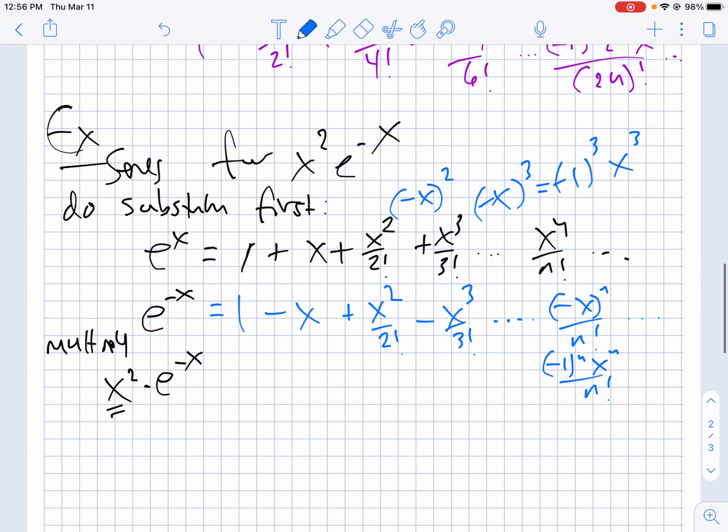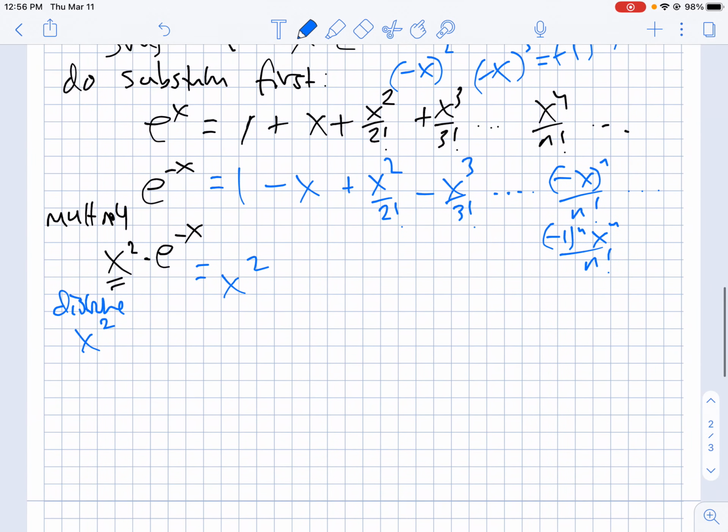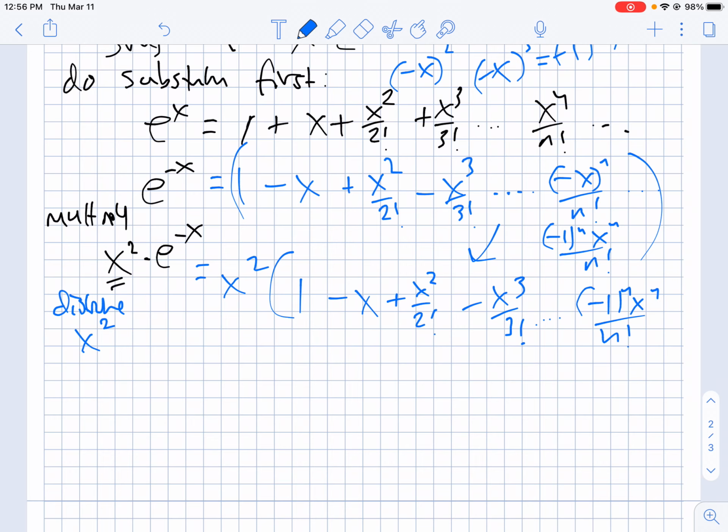Okay, so let's talk about the multiplication now. So when I multiply x squared by a polynomial, right? If I do x squared times 1 plus x plus 3x cubed or whatever, all you do is distribute, right? You distribute the x squared to everything. And that's exactly what I'm going to do here. So I'm going to have to distribute out this x squared to the series. So it's x squared times this series for e to the negative x right here. So it's x squared times 1 minus x plus x squared over 2 factorial minus x cubed over 3 factorial. And then my general term, negative 1 to the n, x to the n over n factorial.